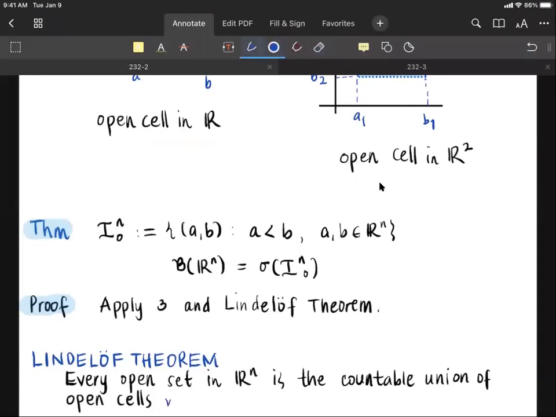With rational endpoints. So by endpoints, we mean this A and B here. So the components of the endpoints must be rational numbers.